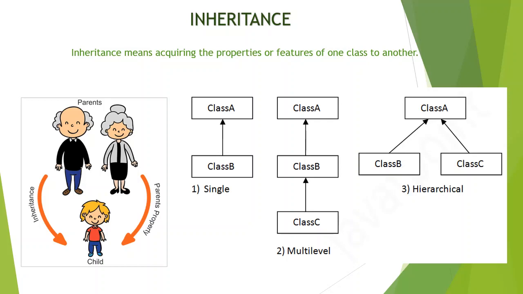Next one is hierarchical inheritance. Here class A is the parent class, and class B and class C are the child classes. Class B is inheriting the features of its parent class, and class C is also inheriting the features of its parent class. So class B will have its own features as well as the features of class A, and class C will have its own features as well as the features of class A. This is all about inheritance. By using inheritance, one important concept is achieved, that is called reusability. By using reusability, we can reuse the code instead of writing the code again.